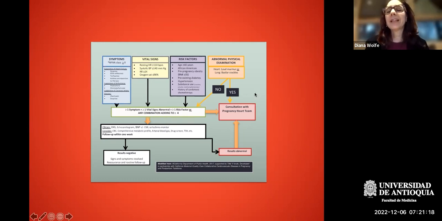La otra parte es la examinación. Por el examen cardíaco, si se siente un loud murmur o si se siente crackles en los pulmones, son positivas. Pero bueno, se necesita recordar que este tool, esta solución, es de verdad más para los OBGYNs.